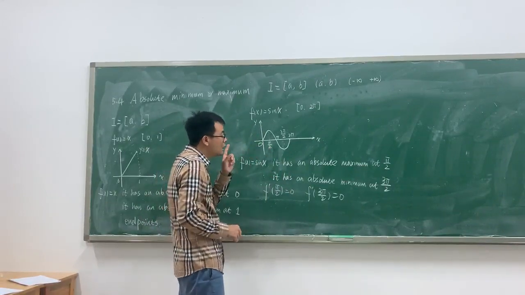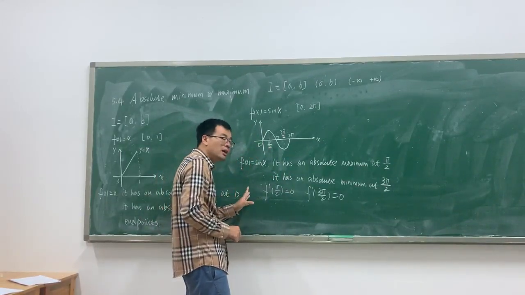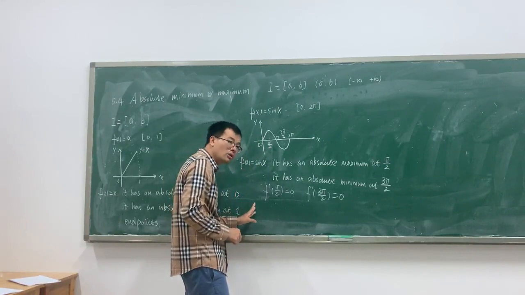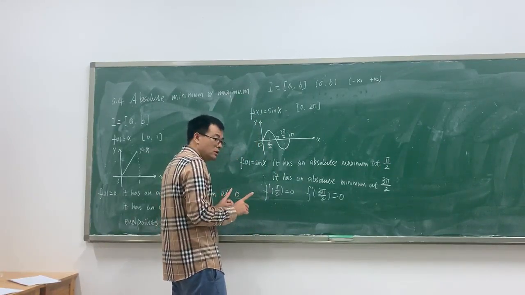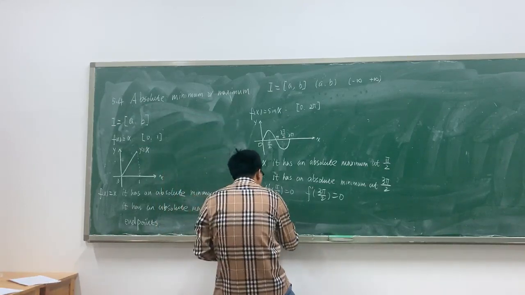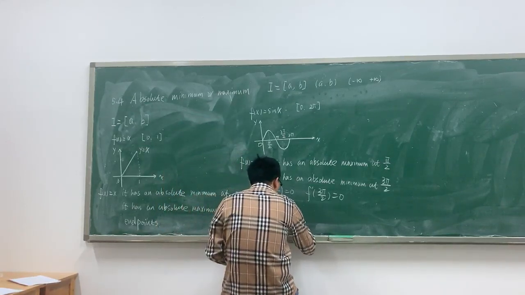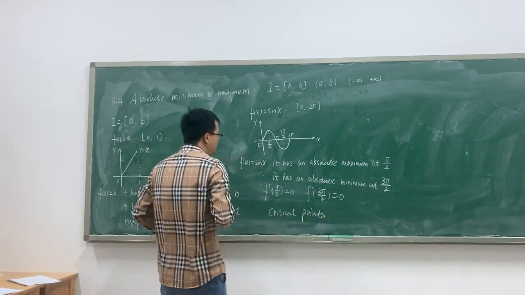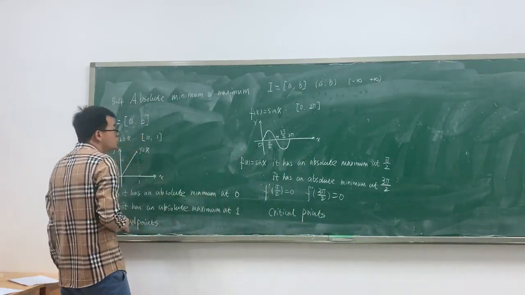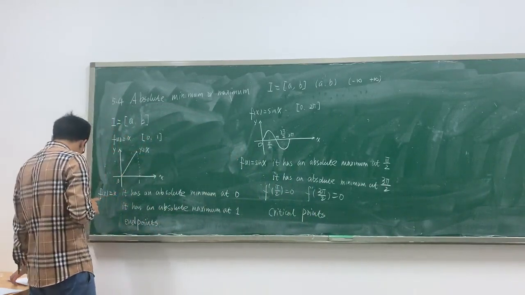So here it means the absolute maximum and the absolute minimum are taken not at the endpoints, but at the critical points. So this is the second example.